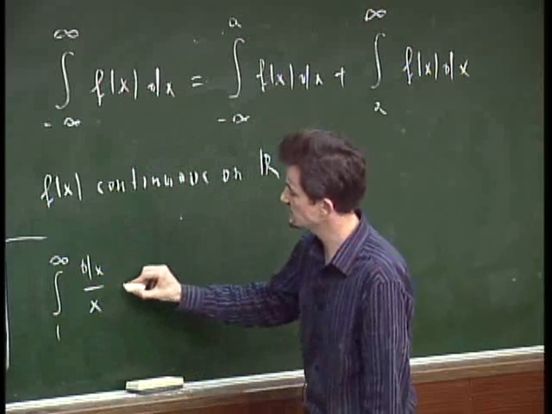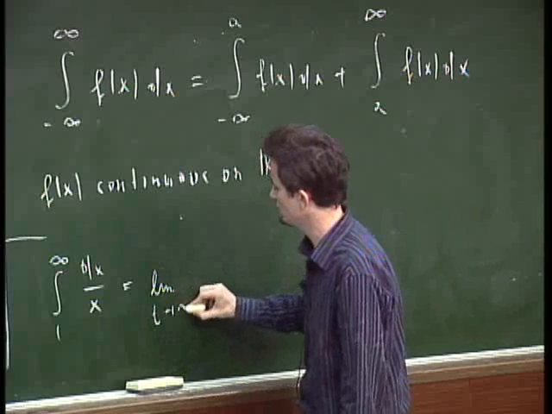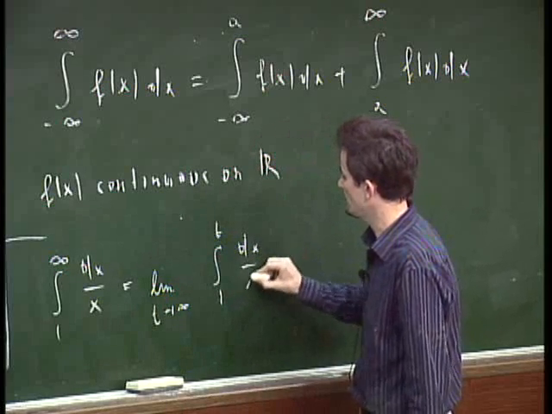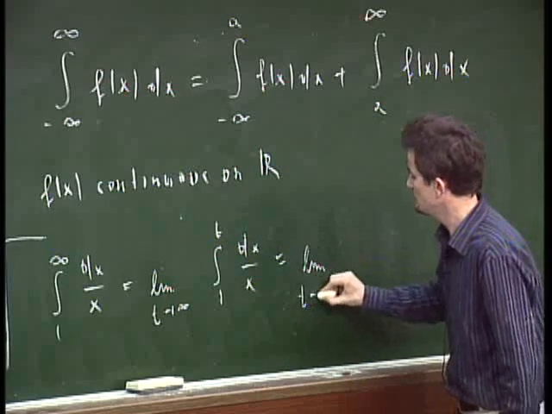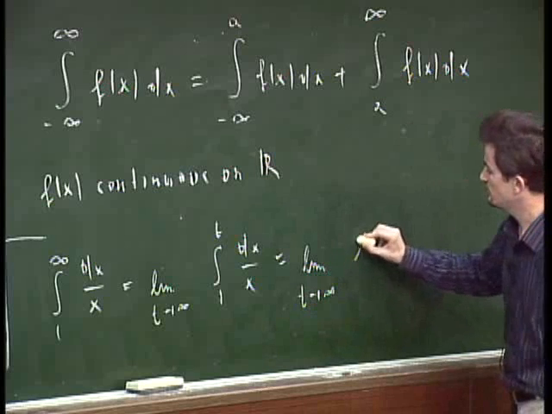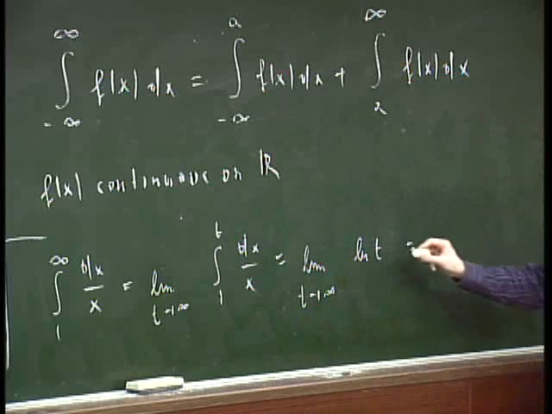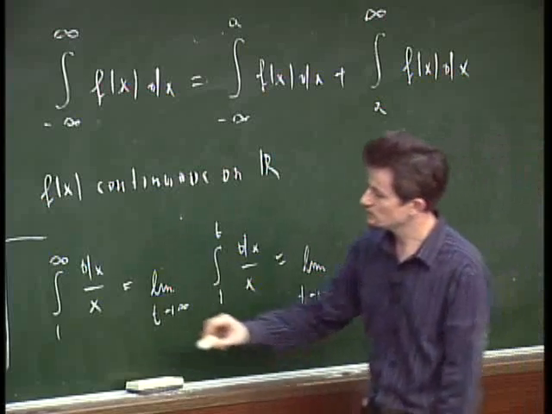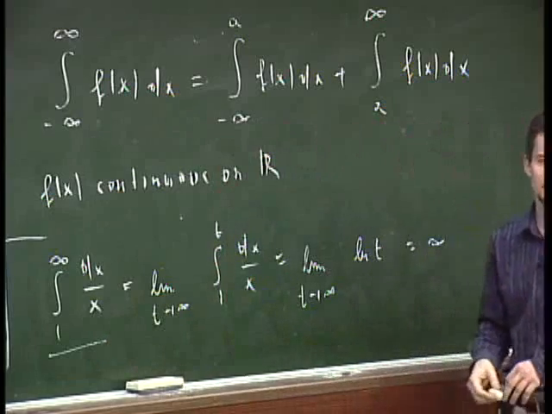Okay, so by definition, what we have to check is whether the limit as t tends to infinity of the integral from 1 to t of dx over x exists. Now this we can solve, so we have the limit as t tends to infinity of ln t, but as t tends to infinity, this will tend to infinity. So this integral is divergent, does not exist.